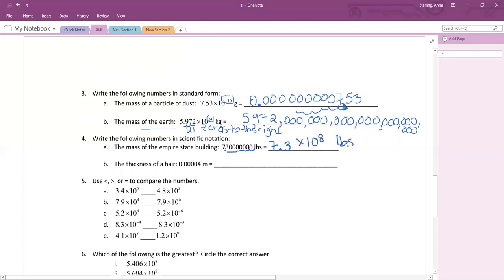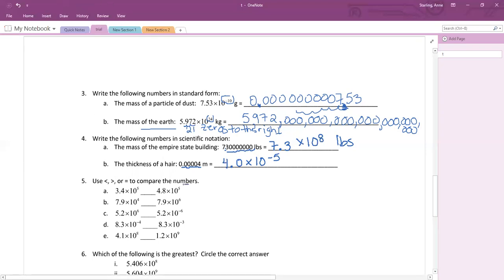Okay. So pretty heavy. Then if we do the thickness of hair, it's 1, 2, 3, 4, 5. Because remember, I have to move it so that one number is in front. And then it's a small number, so it's going to be a negative. So it was a number between 0 and 1. At this point, pause and try the rest of them. And I'm going to keep going.